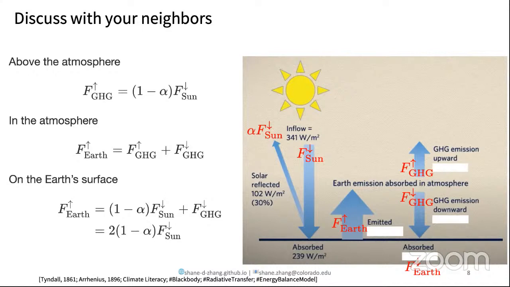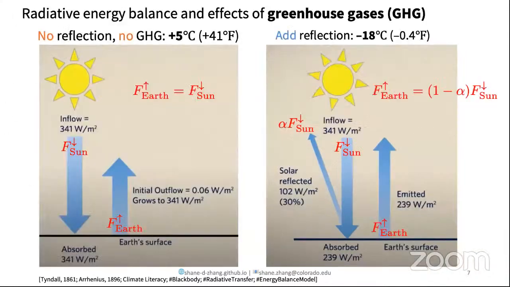And if we consider the atmosphere, the input is from the emission from the Earth, and the output is both the upward and downward emission from the greenhouse gases, as shown by this equation. And the surface of the Earth is emitting energy, gaining energy from the sun, and also from the downward emission from the greenhouse gases, shown by this equation. If we solve these equations, we find that the flux emitted by the Earth has to be this number, which, compared with the case before without greenhouse gases, differs by a factor of 2.